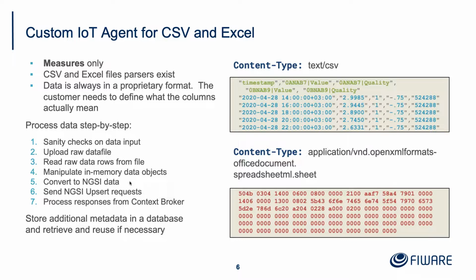Having done that, when it doesn't work, you need to understand it. So you're going to retrieve responses from the context broker to work out, has this data been successfully received by the context broker? Were there errors? What do I need to do on errors?